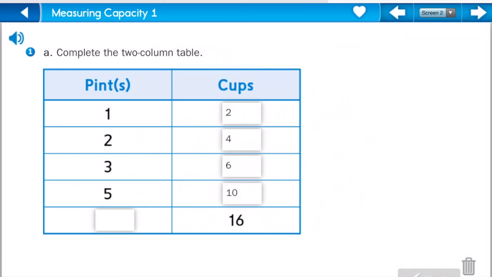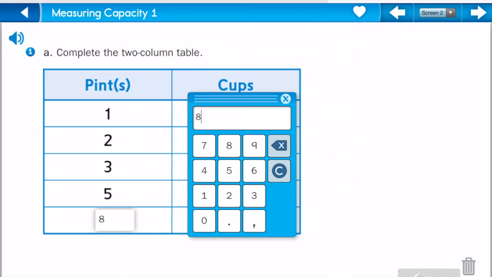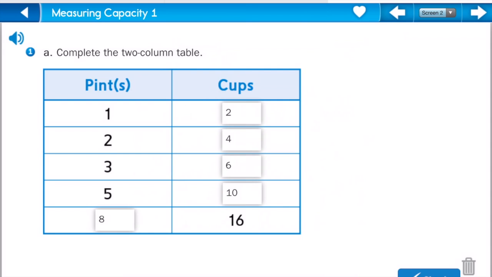And so here they're showing me, they gave me the 16 cups, and they want to know how many pints that is. So what would that be? Yeah, it would be 8. So it would be 8 because I just divided 16 in half because I knew that there were 2 cups in each pint. So let's go on to the next screen.